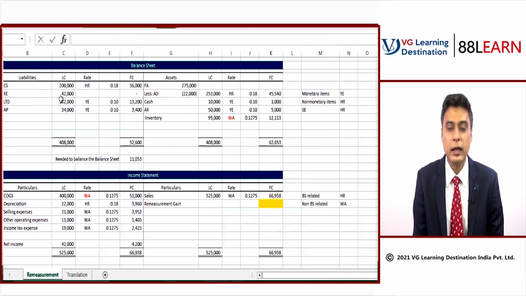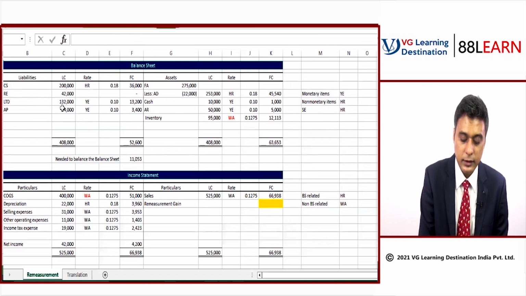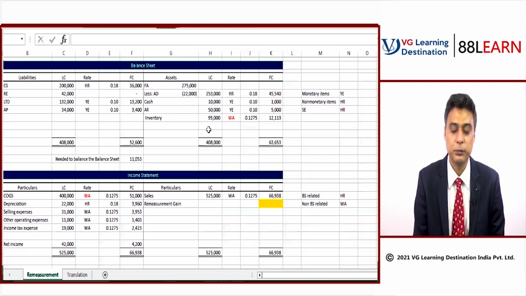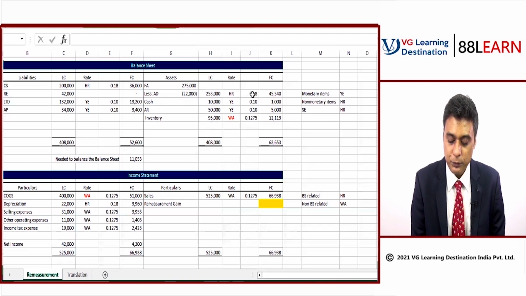So in the original balance sheet, they have given us the local currency. I'm going to read it out quickly. Fixed assets 275,000 local currency, less accumulated depreciation 22,000 local currency. The outer column says 253,000. Then we have cash of 10,000 local currency, accounts receivable of 50,000 local currency, inventory of 95,000 local currency. Now we have to convert this from local currency to the functional currency. Therefore, we are going to use the rules of the remeasurement method.